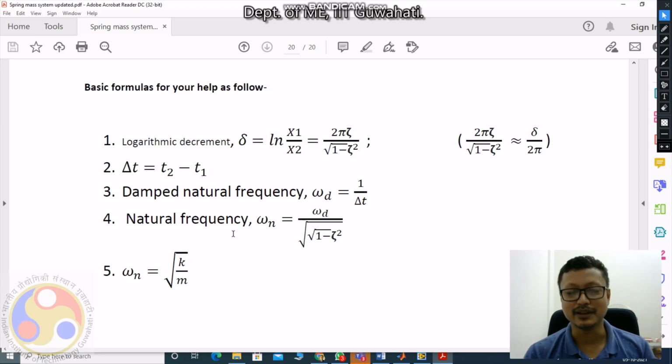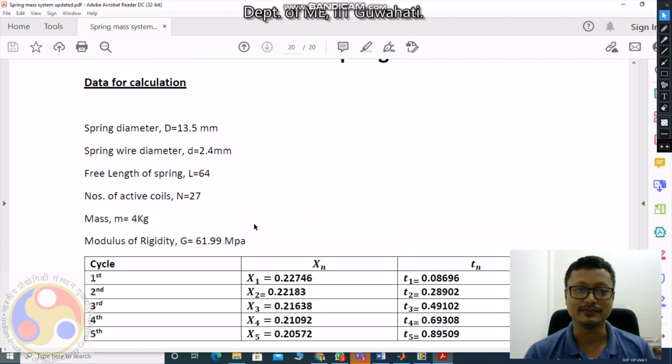Interestingly, this spring is taken from a cycle stand. Bicycle stand, if you notice, there is a spring. I collected the data from that spring. You can try to find out these things in your experiment. Now move to the next part of the video, which is the simulation part.